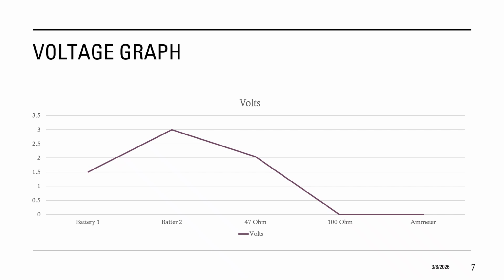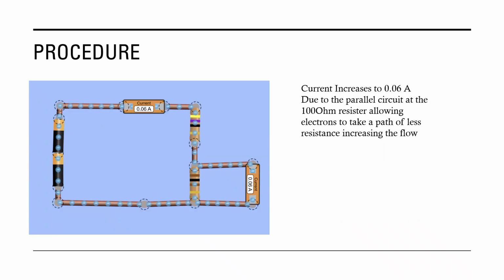Here's the voltage, where we see it goes up for the first battery and then again for the second battery, and then it's negative. So overall, it's a summation of 0 volts. Then if you put in a parallel circuit with the 100 ohm resistor, the current can go around it, so it actually increases the current because there's less resistance, to 0.06.